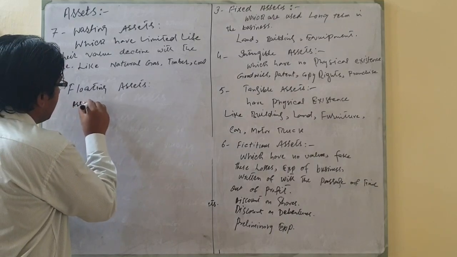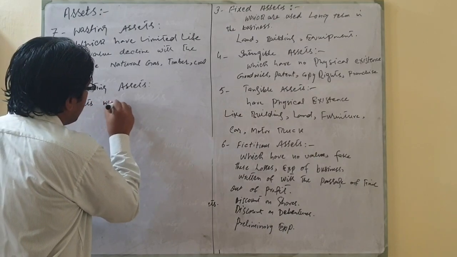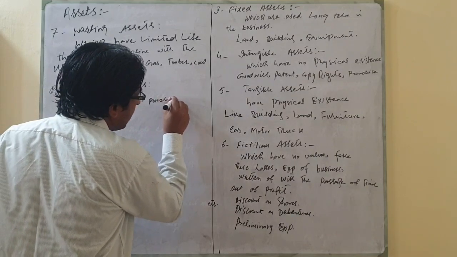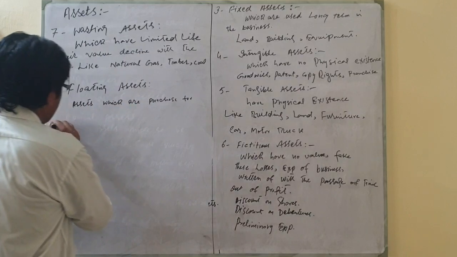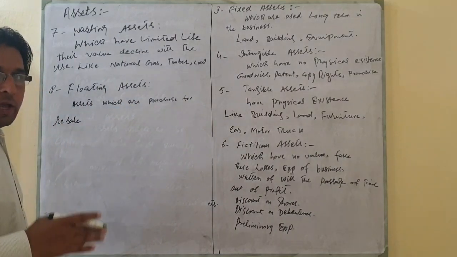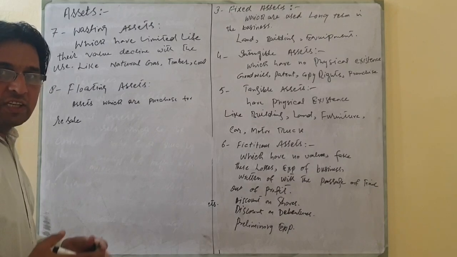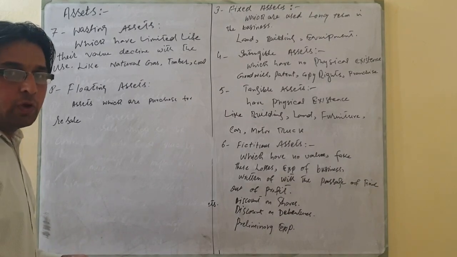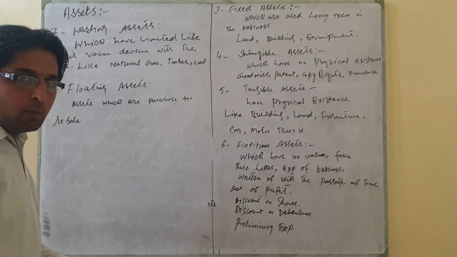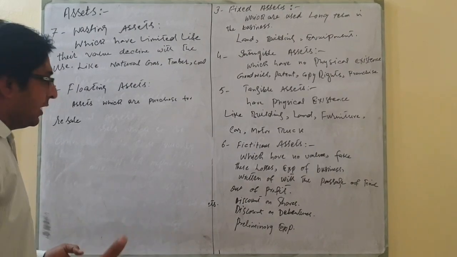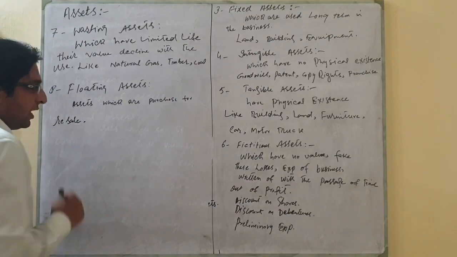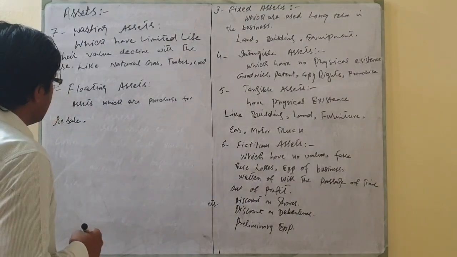Assets which are purchased for resale. As we know, if someone has a showroom business, he purchases motor vehicles and then sells them. So those assets are called floating assets. They are not used in the operation of business.